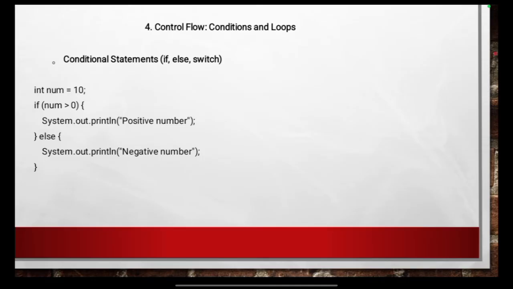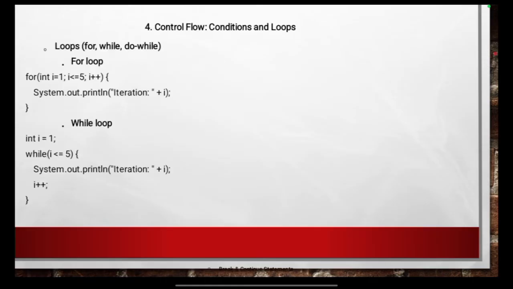So now that we have learned this, let us move on to the next slide. Here in this particular slide, we will continue discussing control flow, conditionals and loops. First of all, we need to go through the slide carefully. Loops: for, while, do while.